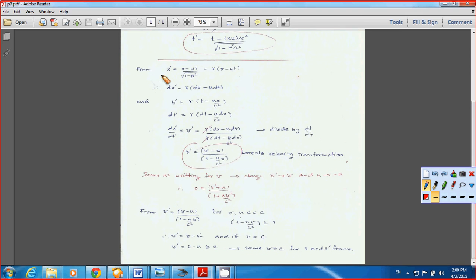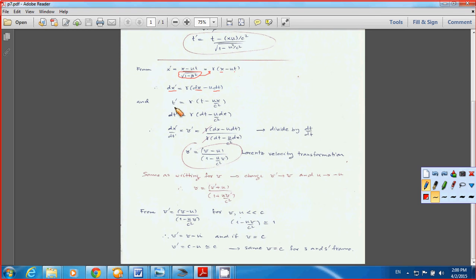Okay, let's make a move. From x prime equal to x minus ut divided by square root of 1 minus beta squared, you put 1 over square root of 1 minus beta squared as gamma. So dx prime is going to be gamma, which is a constant, times dx, and u is constant, times dt. So you end up with this equation.